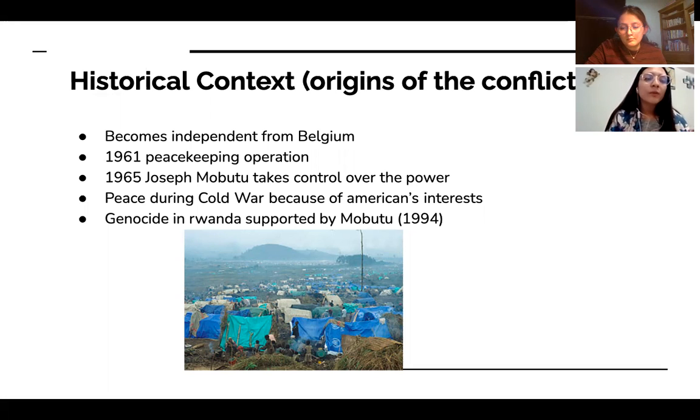Another important point to mention is that in the strategic global context of the Cold War, Zaire benefited from the interests of the United States and became a launching point for operations against Angola, which was supported by the Soviet Union. So with the collapse of the Soviet Union, Zaire ceased to be a strategic interest of the United States, and without American support, the stability that Zaire had enjoyed in the past was interrupted.